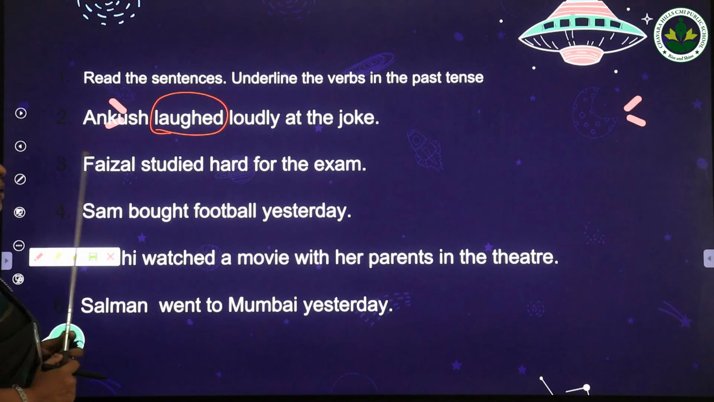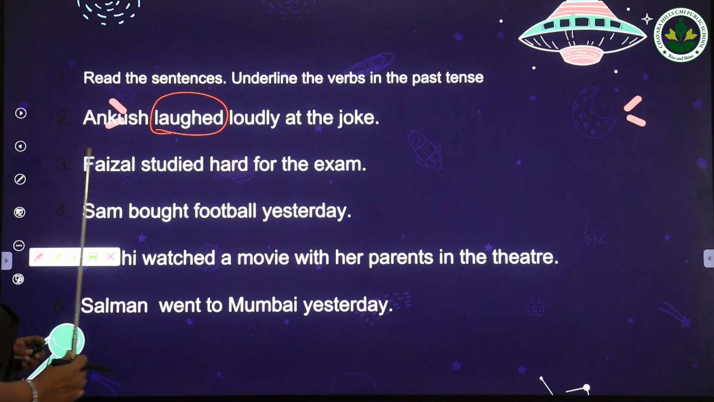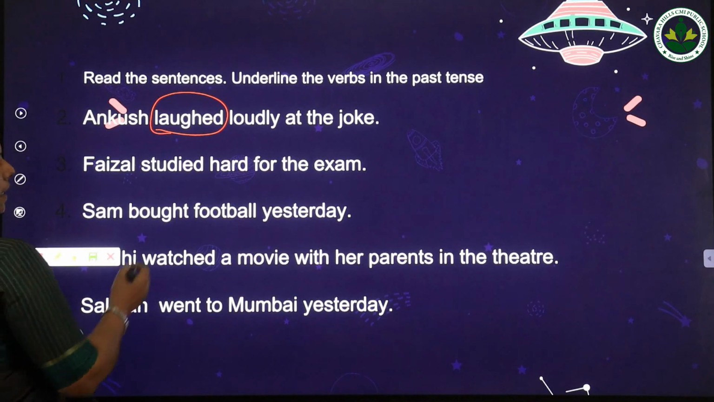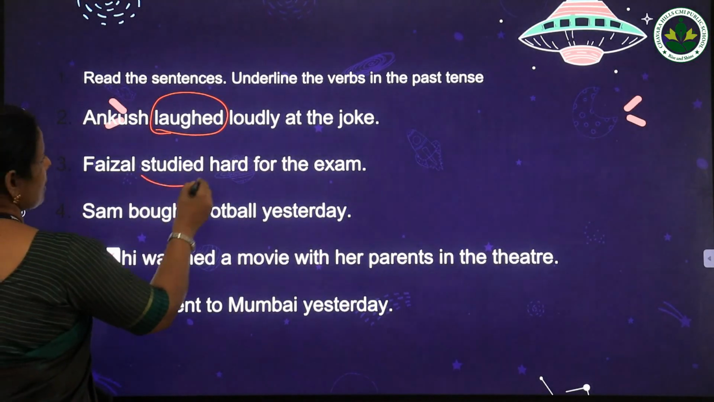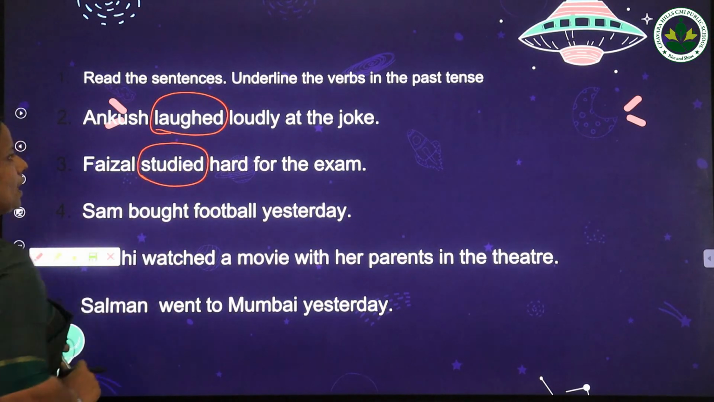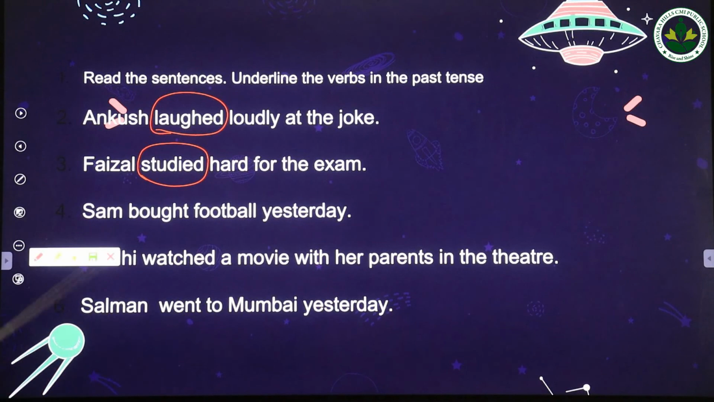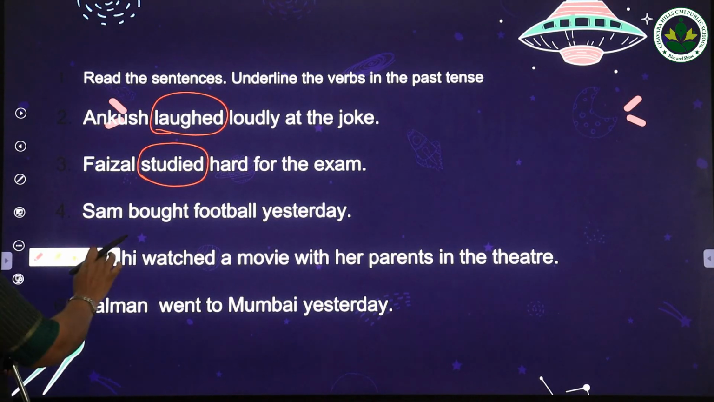And the second sentence, Faisal studied hard for the exam. You have to choose the past form of the verb from this sentence. Remember the rules we have studied and identify. The second one is studied. And the remaining three you have to circle or underline in your textbook.